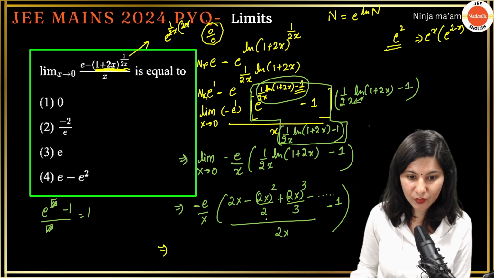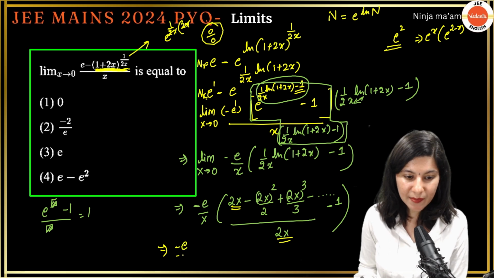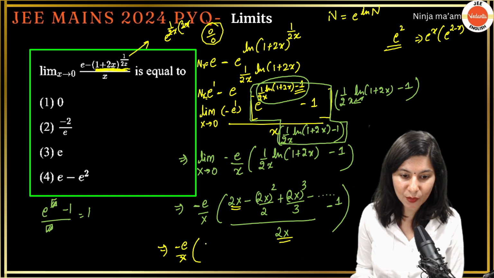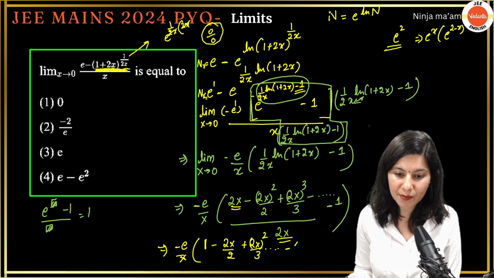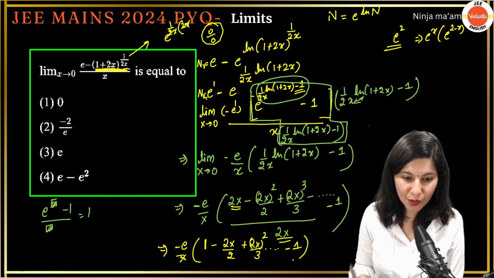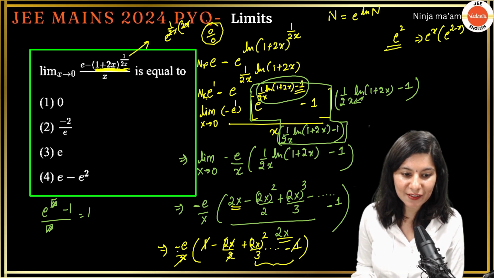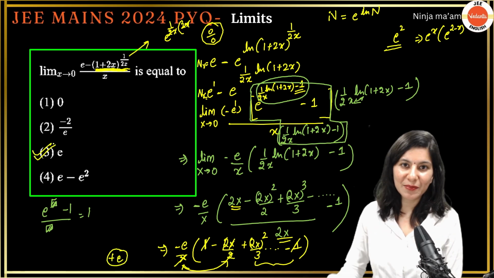Clear? Okay. Now 2x upon 2x, this 2x and this 2x is gone. This minus e by x is sitting outside. 2x upon 2x is 1, and 1 minus 1 is 0. So basically 1 minus 2x upon 2 plus 2x square upon 3 and all the way up to this is minus 1, because 2x I have dissolved. 1 cancels. These terms can be neglected. x and x are getting cancelled. 2 and 2 are getting cancelled. So minus e into minus 1. Can you see? Minus e into minus 1 will give you plus e over here. So option C is absolutely right.